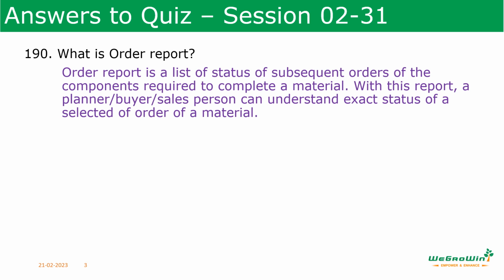What is the order report? Order report is a list of the status of subsequent orders of the components required to complete a material. With this report, a planner or buyer or salesperson can understand the exact status of the selected order of the material. This is a very useful report. Please go through this report in detail. You can understand the usage of this report only if we explore it in a better way and also in a detailed way.